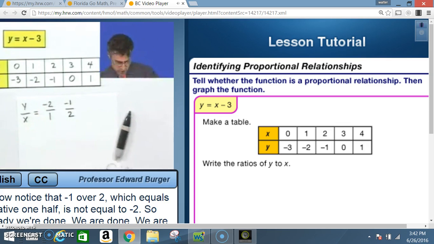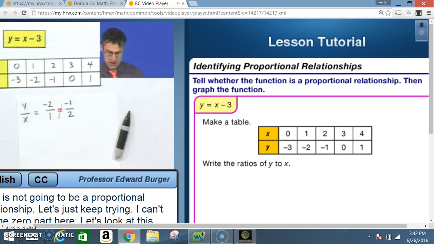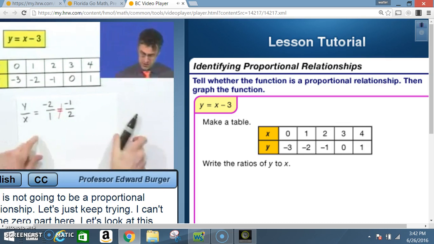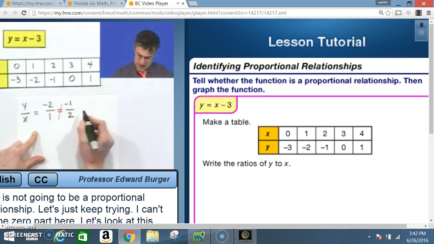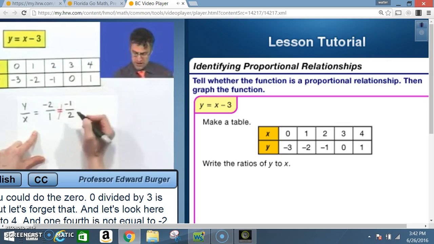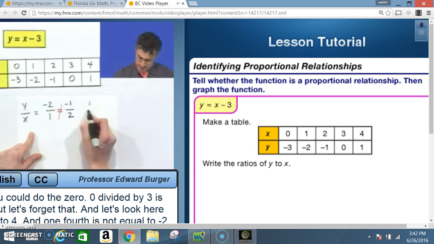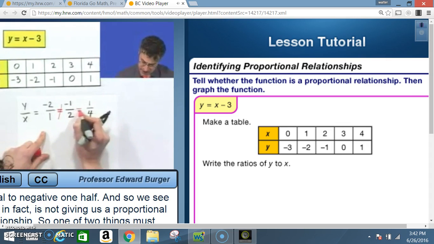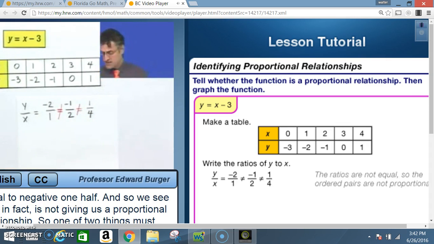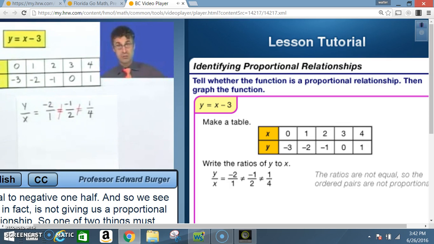So already, we're done. We are in big trouble. This is not going to be a proportional relationship. Let's just keep trying. Can't do the zero part here. You could do the zero, 0 divided by 3 is 0, but let's forget that. And let's look here at 1 to 4. And 1/4 is not equal to negative 2, and it's not equal to negative a half. And so we see this, in fact, is not giving us a proportional relationship.